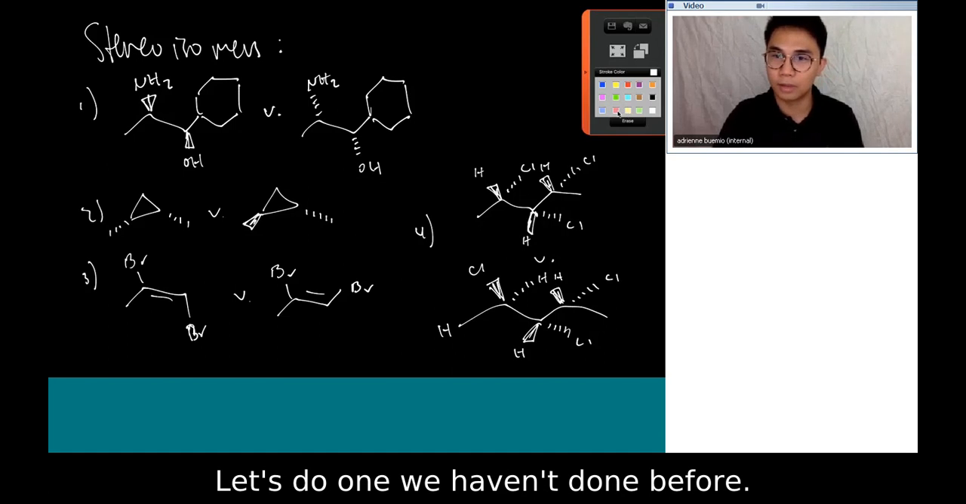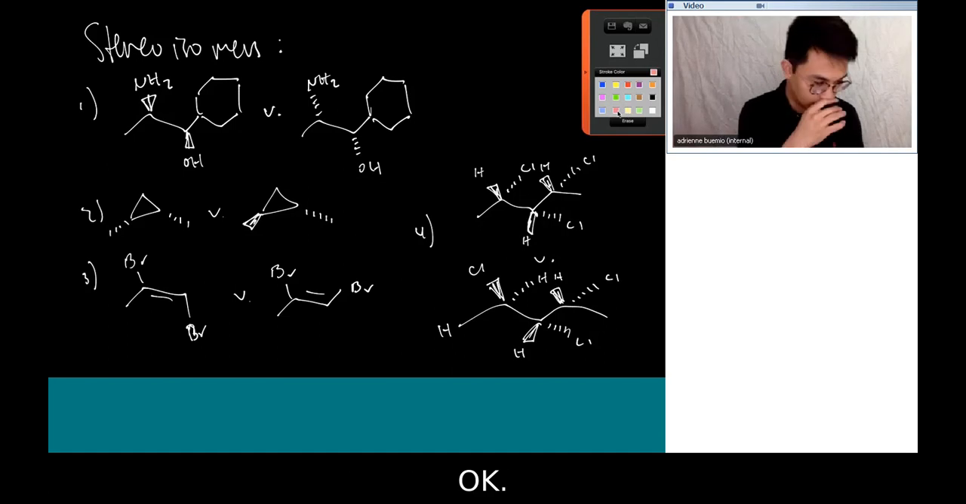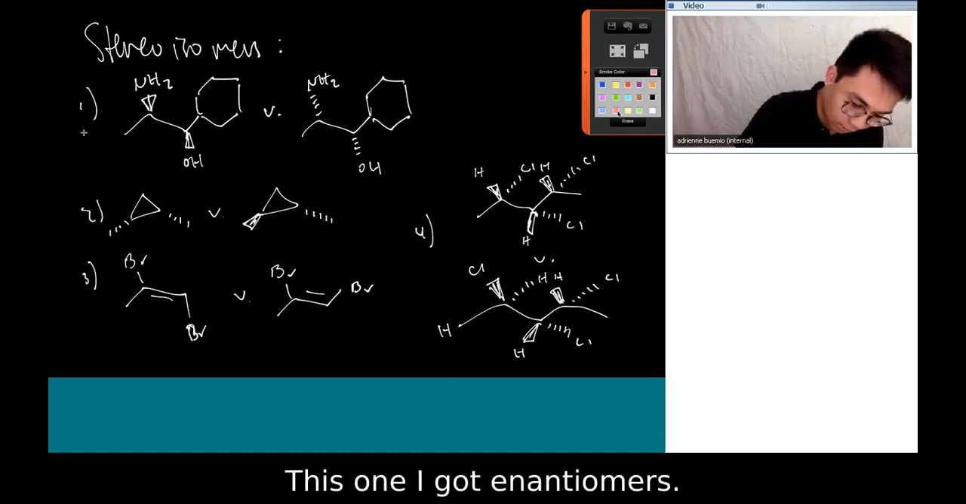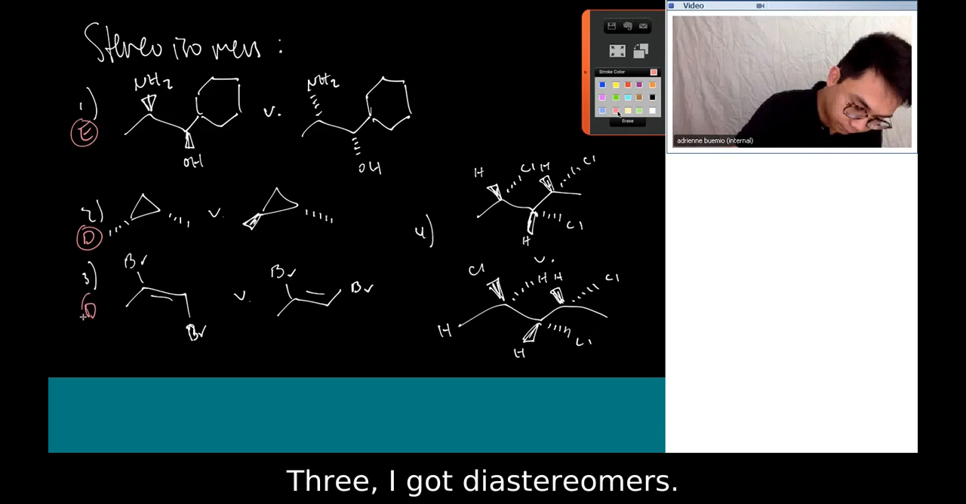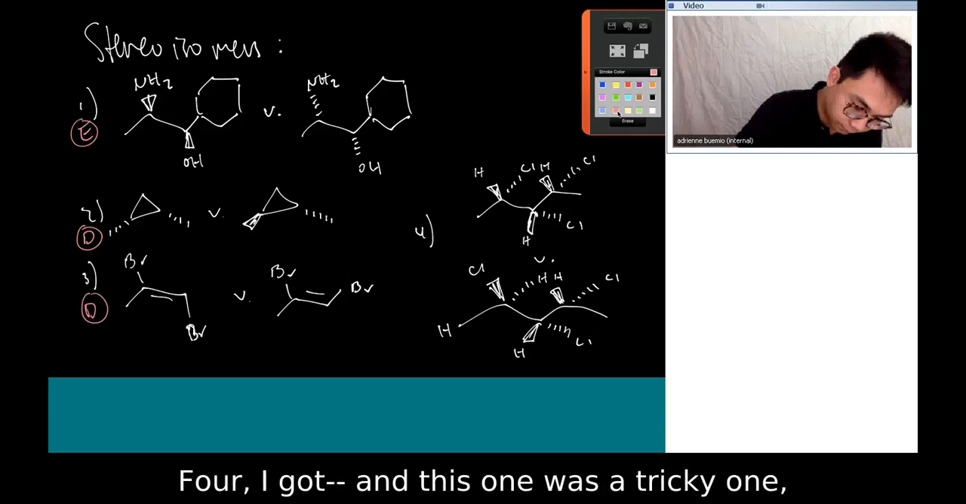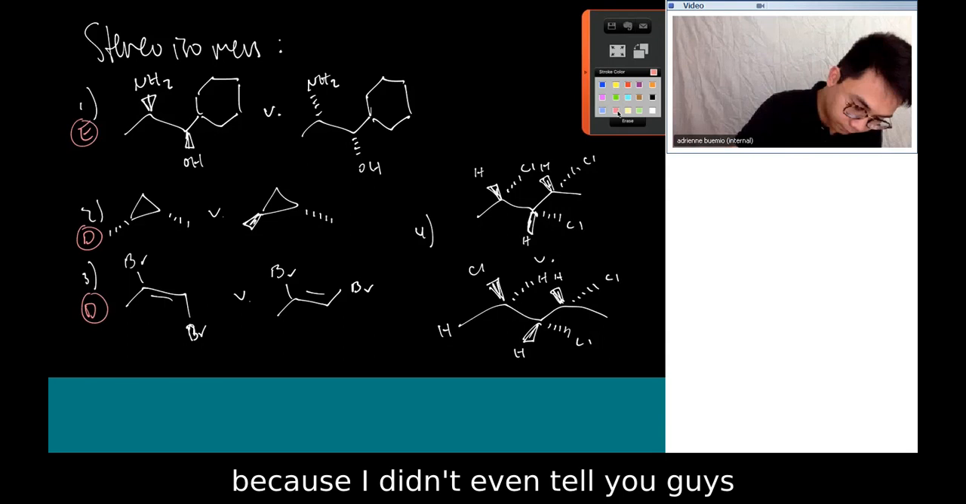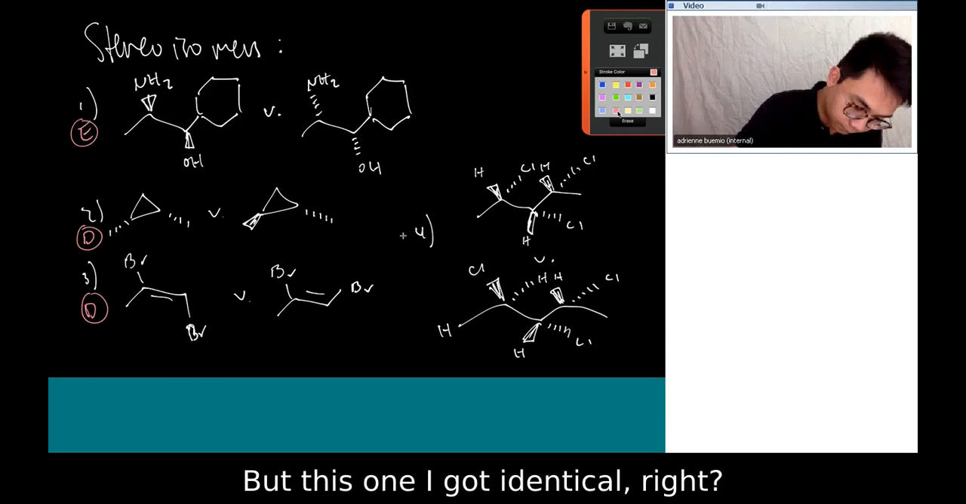Let's do one we haven't done before. Okay, I got here, this one I got enantiomers. Two, I got diastereomers. Three, I got diastereomers. Four, and this one was a tricky one because I didn't even tell you guys that there was going to be one of these, but this one I got identical, right?